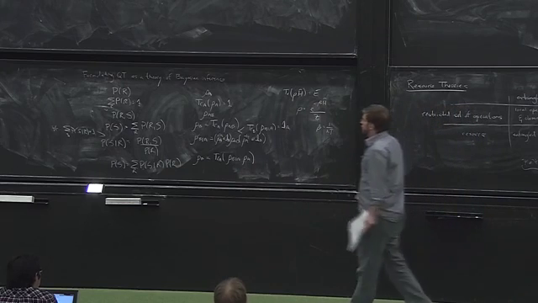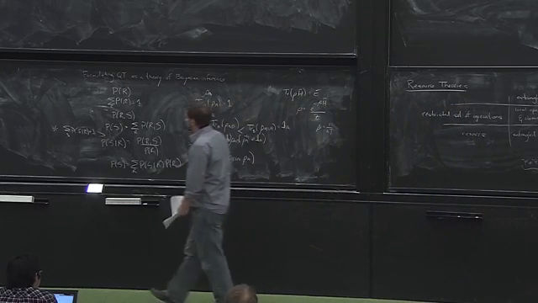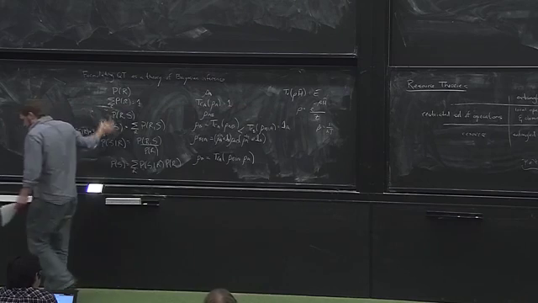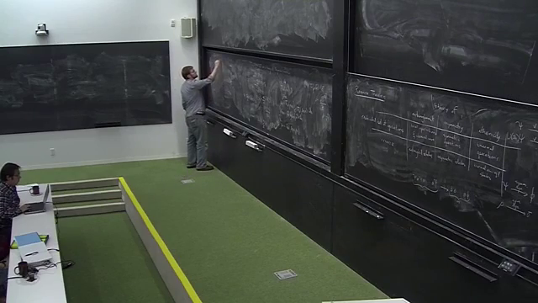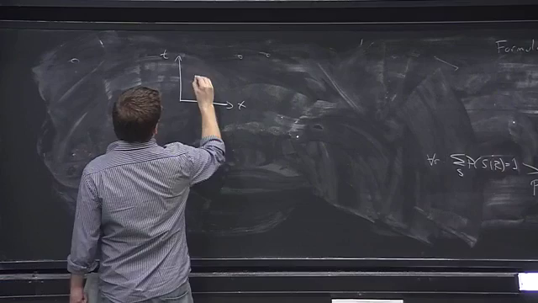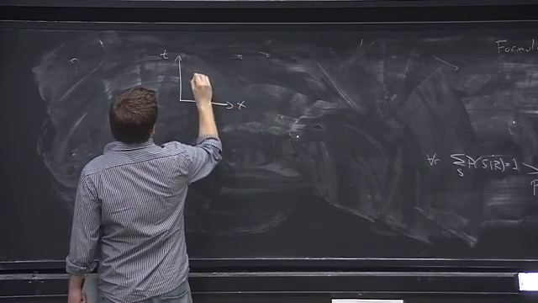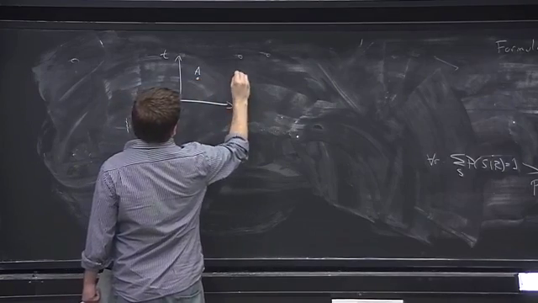Let me say one other thing about this and stop. One of the things that's really nice about classical probability theory is that it doesn't matter how your systems are arranged in space-time. So suppose I have system A here and system B here.